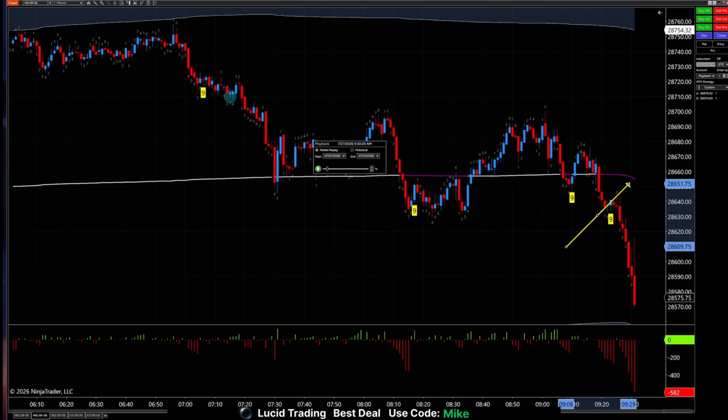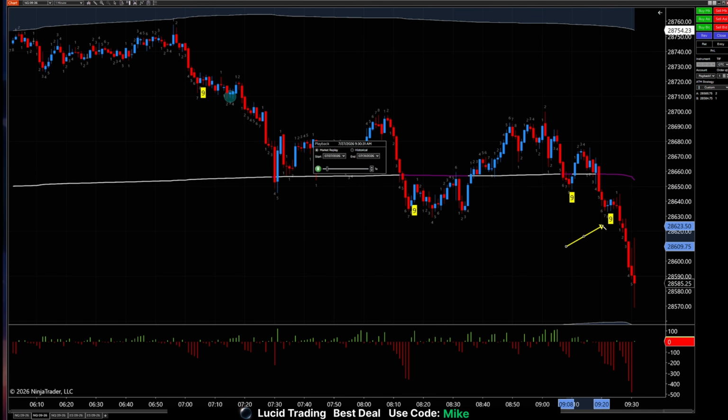Now, let me be clear. This is not a strategy that I trade. I'm just trying to share with you guys how we can actually backtest a potential strategy, especially for those of you that like breakout trades. Maybe this will end up proving to be good. I have no idea. I haven't tried this out yet.